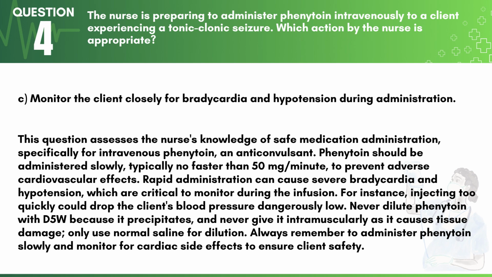Answer: C. Monitor the client closely for bradycardia and hypotension during administration. This question assesses the nurse's knowledge of safe medication administration, specifically for intravenous phenytoin, an anticonvulsant. Phenytoin should be administered slowly, typically no faster than 50 mg per minute, to prevent adverse cardiovascular effects. Rapid administration can cause severe bradycardia and hypotension, which are critical to monitor during the infusion. For instance, injecting too quickly could drop the client's blood pressure dangerously low.